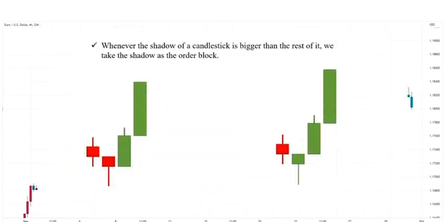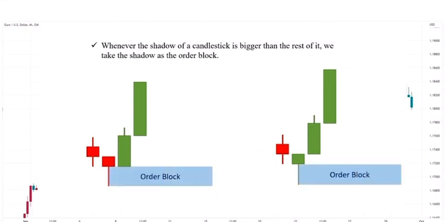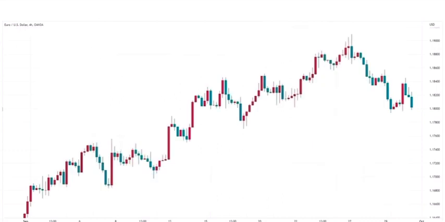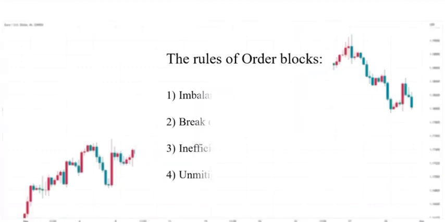Keep in mind that whenever the shadow of a candlestick is bigger than the rest of it, we take the shadow as the zone of our order block. So far, you have a vision of order blocks, but here is the key point. Order blocks must meet 4 rules to work effectively. And those rules are having imbalance, break of structure, inefficiency, and being unmitigated.